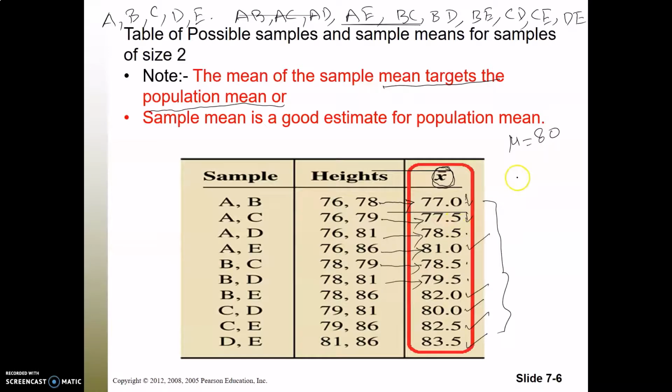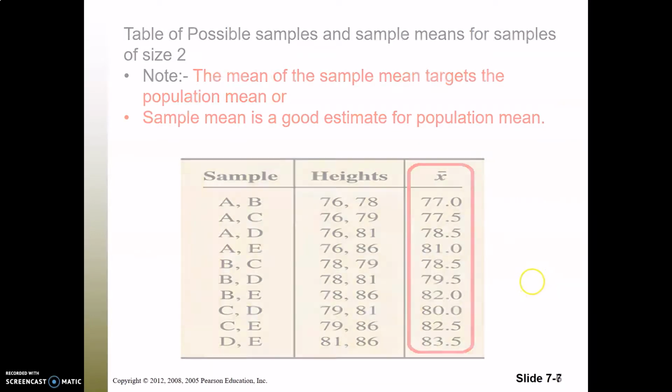If you have performed this calculation, you would have obtained the answer 80. It's the same value as the population mean. Let me represent this by a notation: the mean of the sample mean is equal to 80. We found that the mean of the sample mean turns out to be the population mean. We will talk more about this later in this video.